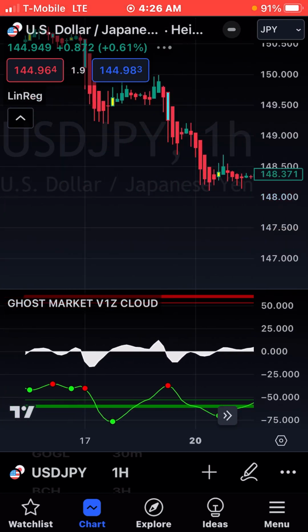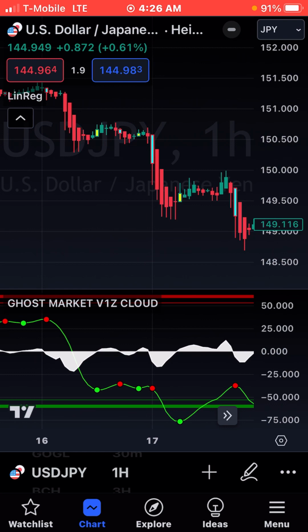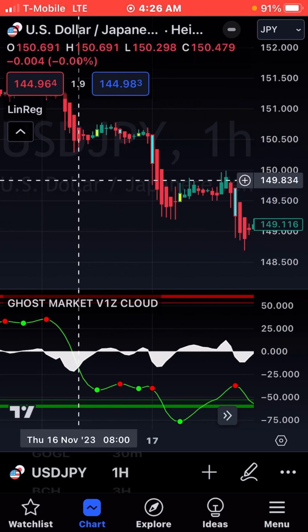Let's do one more. Okay, so we see the green lines going through the cloud.